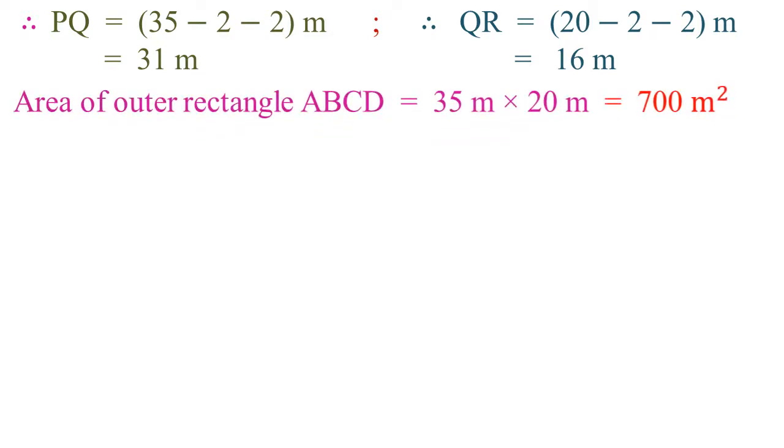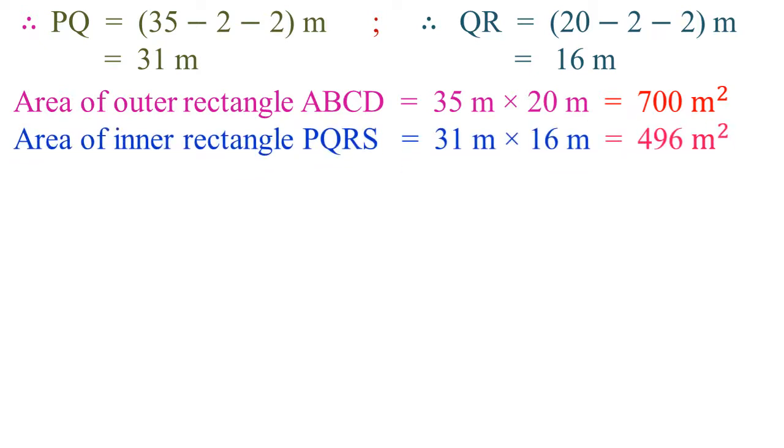Then find the area of the outer rectangle. Area of the rectangle formula L into B square units. Area of the outer rectangle ABCD is equal to length 35 meter multiplied by breadth 20 meter. It gives 700 meter square. Then find the area of the inner rectangle PQRS. Already we have found the length and breadth, so we substitute and find the answer. Area of the rectangle formula L into B square units. Length 31 meter, breadth 16 meter. 31 into 16, 496 meter square.